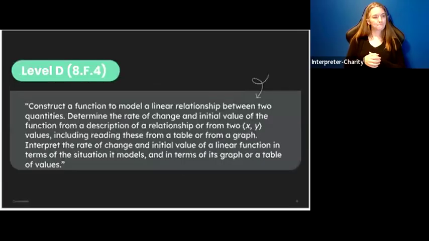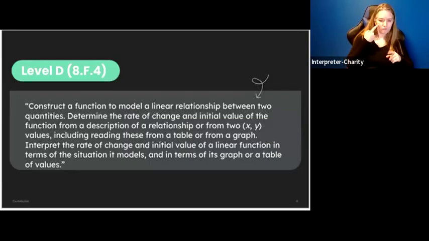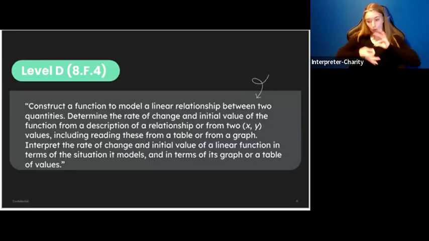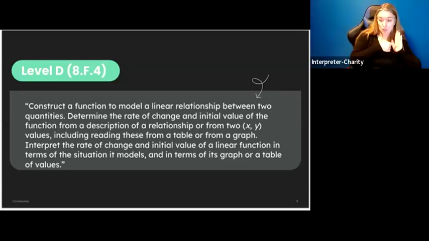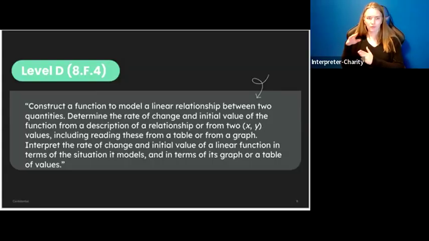So today we're going to take a look at this standard. That's a pretty common one for the GED level. It's a level D standard, and it is to construct a function to model a linear relationship between two quantities, determine the rate of change and initial value of the function from a description of a relationship or from two XY values, including reading these from a table or from a graph. Interpret the rate of change and initial value of a linear function in terms of the situation it models and in terms of its graph or table of values.